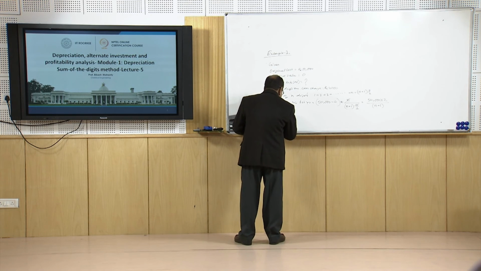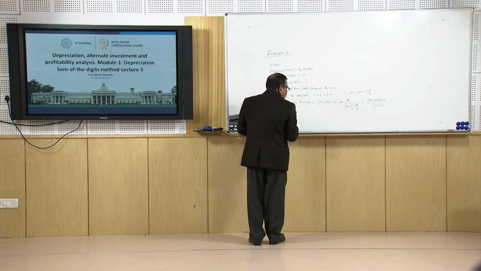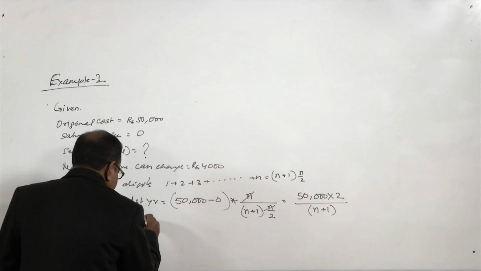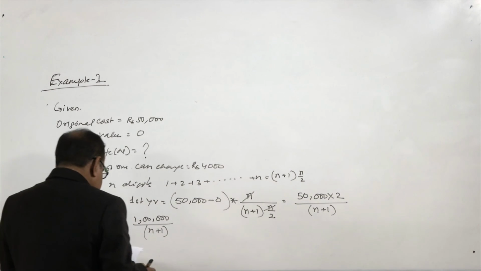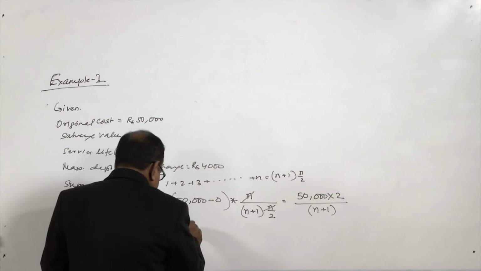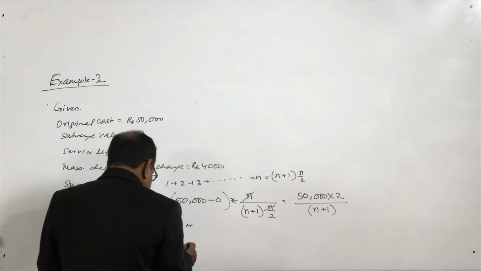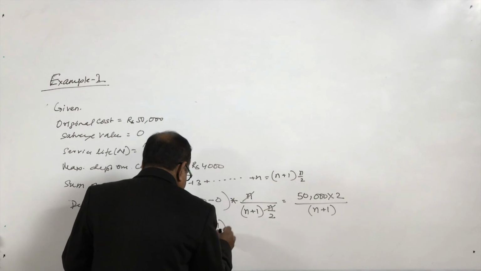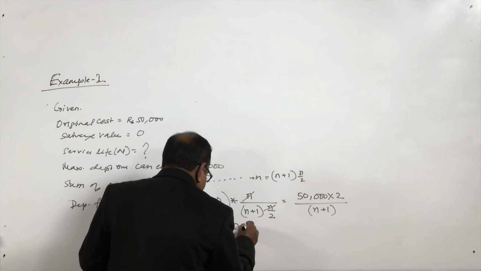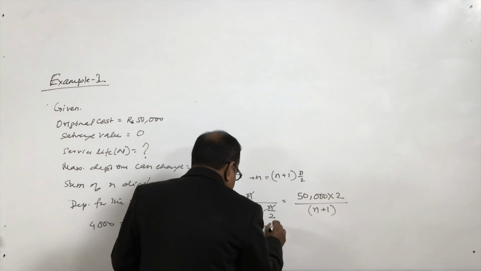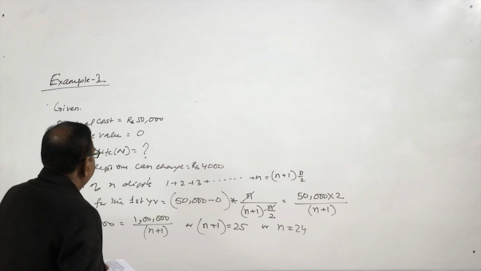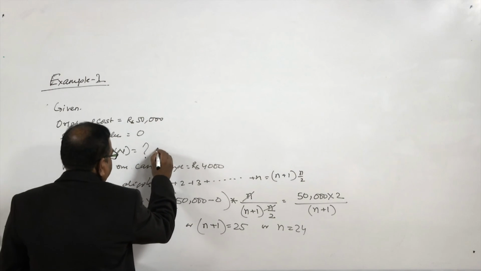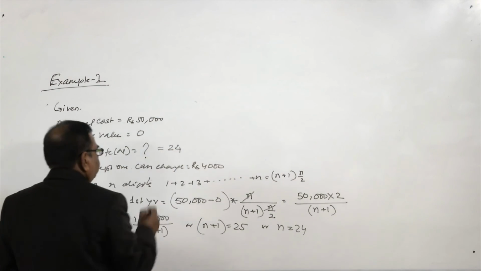Now, this can be equated to 4,000. That means 4,000 is equal to 1 lakh divided by n plus 1, or n plus 1 is equal to 25, or n is equal to 24. So, we have computed the value of n, which comes out to be 24.